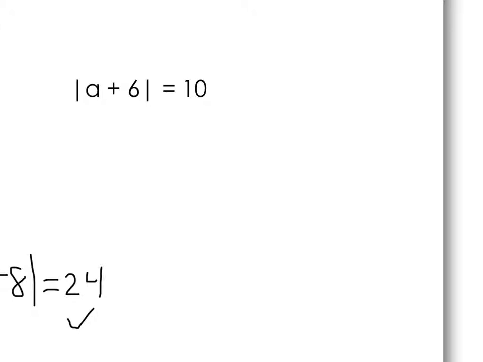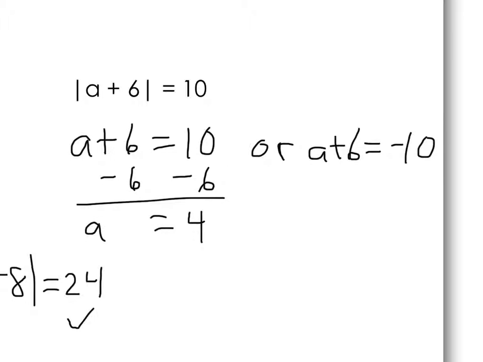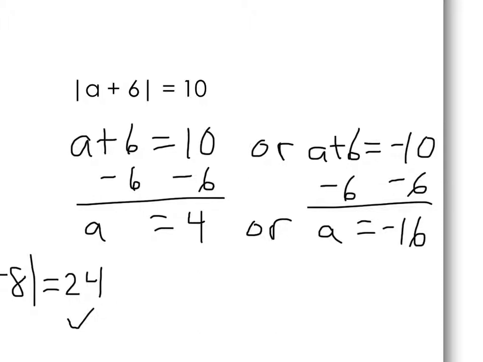So for this problem, we have a plus 6 equals 10. That's one possibility. Or perhaps a plus 6 equals negative 10. Let's solve those two equalities. Subtract 6 from both sides. A equals 4. That gives us one solution. Or subtract 6 from both sides in this case, and we find out that a equals negative 16. Do both of those work?